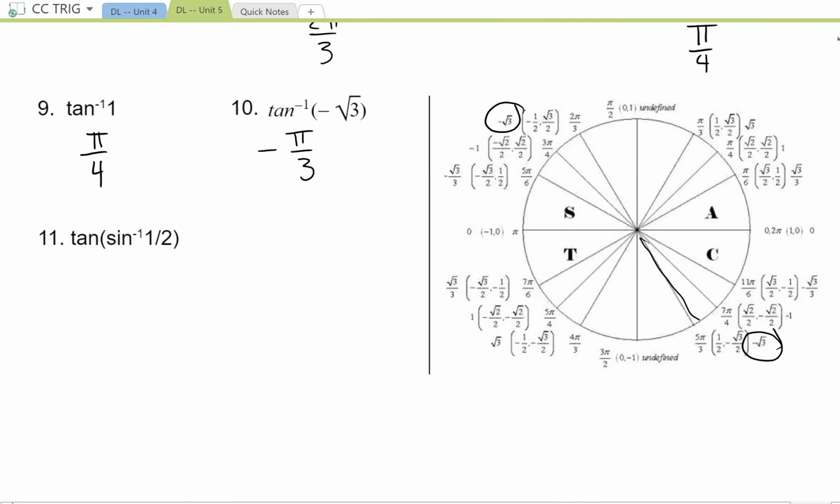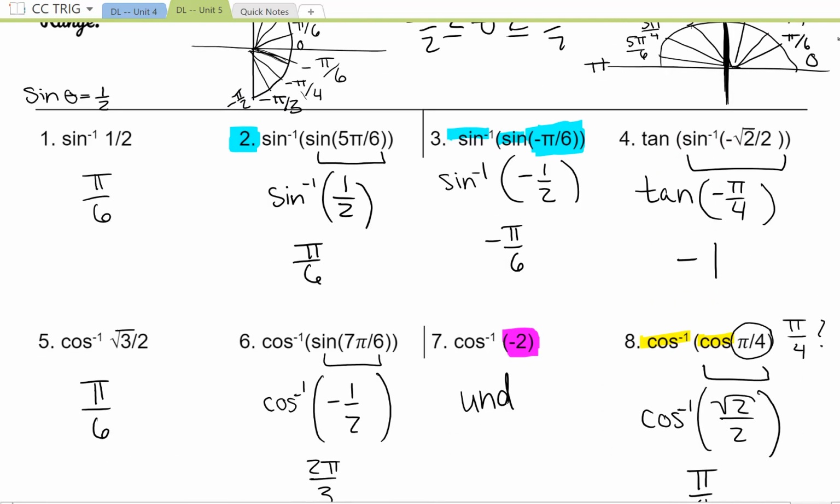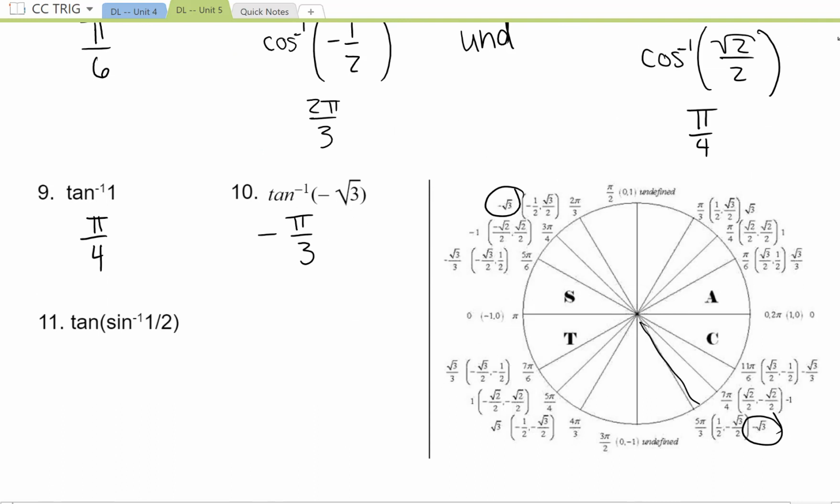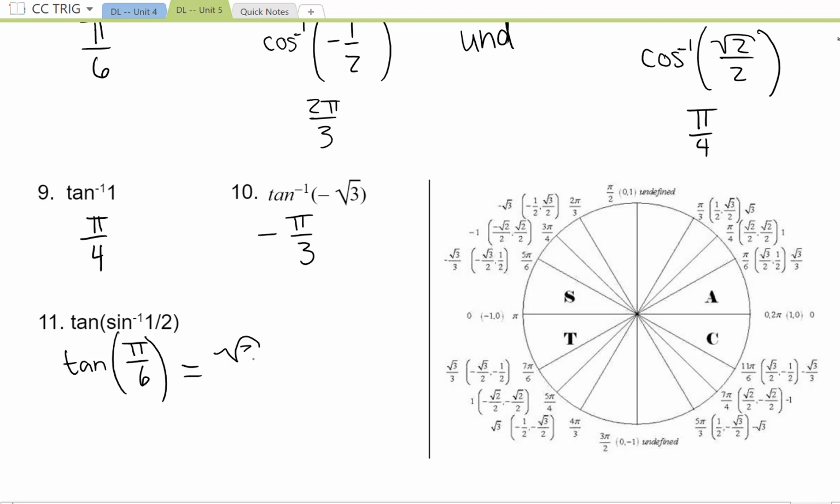Final one, sine inverse of 1/2. You did this twice in numbers 1 and 2. That would be pi sixth. Tangent of pi 6. Are they asking for an angle or are they asking for a ratio? They're asking for a ratio because this is regular tangent. It's not arctangent. Tangent of pi 6, the y value, is positive √3 over 3.